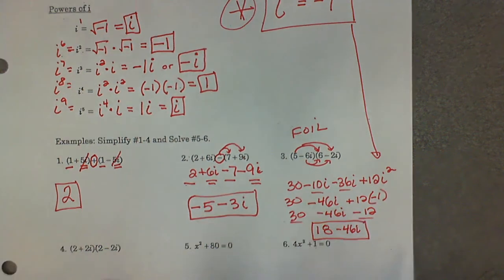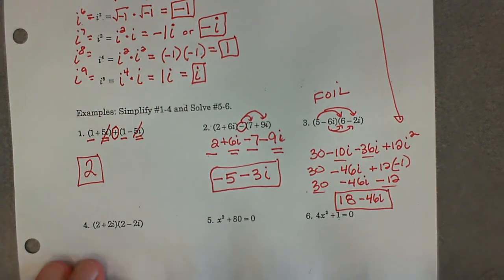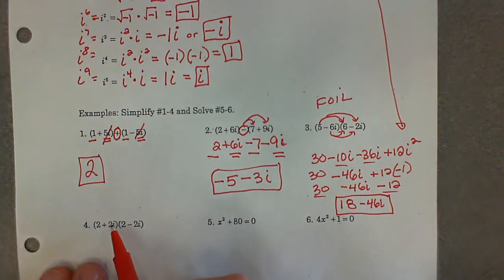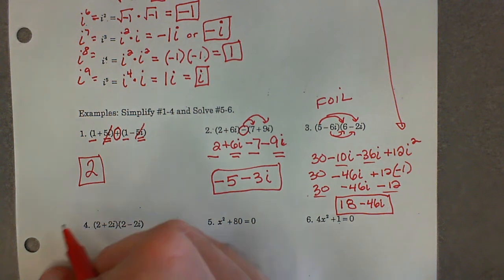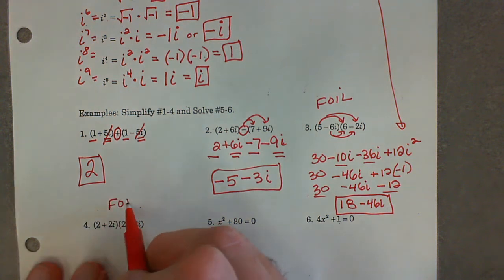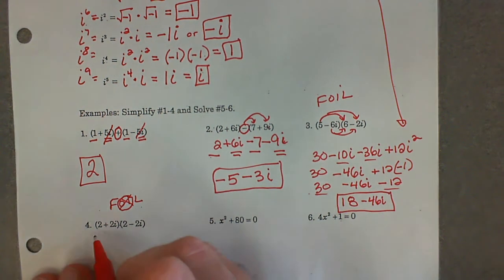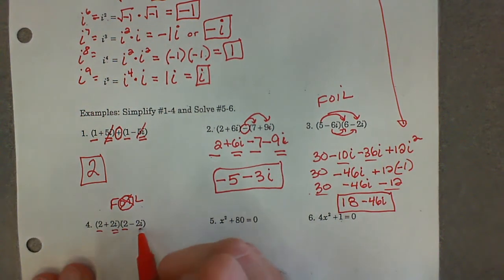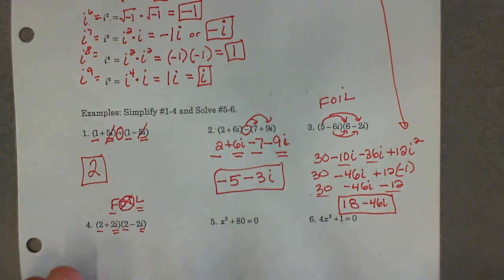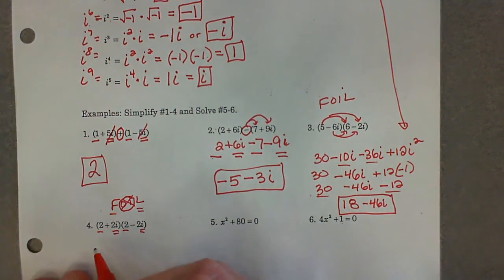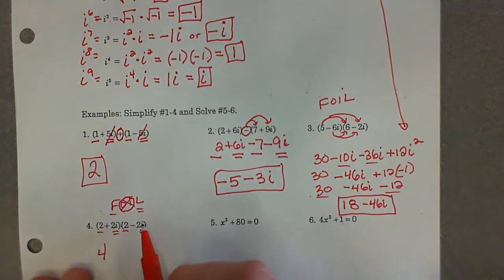Now, let's look at number 4. Number 4, we've got 2 plus 2i, 2 minus 2i. Well, look, these two terms and these two terms are the same. They're just opposite signs. So you would normally do FOIL, but because they're conjugates, the outers and inners cancel. So you only really need to do first and last. So 2 times 2 is 4. 2i times negative 2i is negative 4i squared.